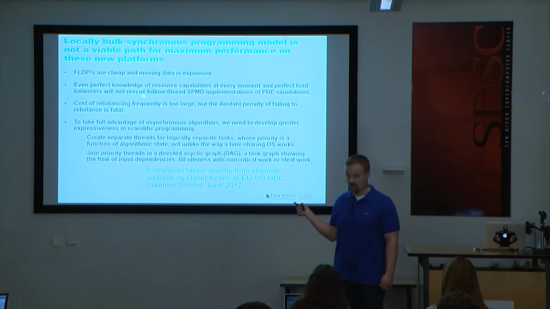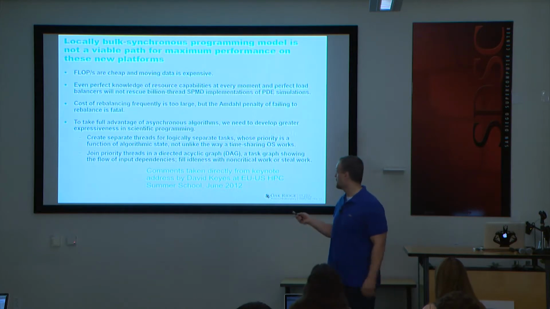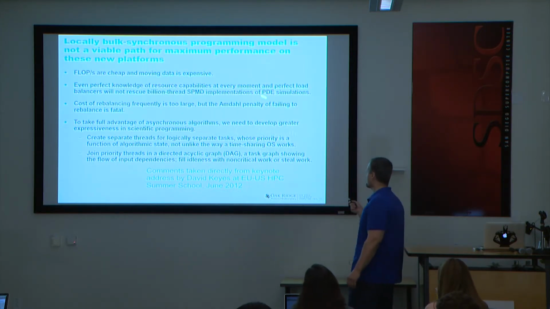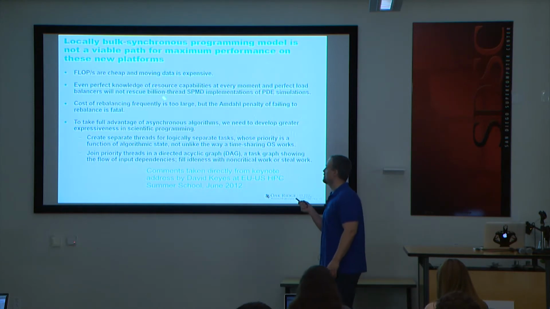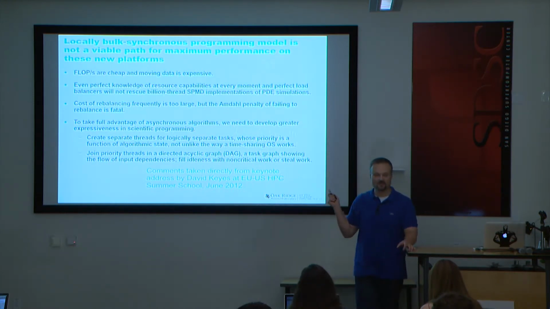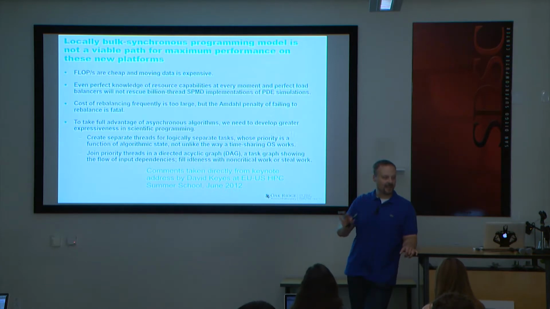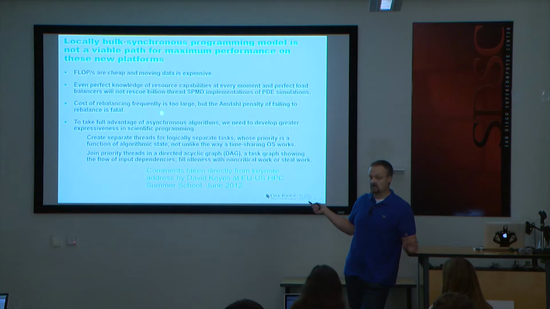Flops are essentially free today, and moving data is the thing that's really expensive from a power standpoint, and that translates to real money. Even perfect knowledge of the resource capabilities at every moment and perfect load balancing will not rescue billion-thread implementations of PDEs. So what I mean by that is that even if you knew exactly how long every single processor in your 10,000 processor job was going to run, and you could load balance it from the get-go, you're still going to pay too big a cost moving that data around the machine, because the cost of rebalancing frequently is too large. It just costs too much in power and time to actually move data around the machine that much.